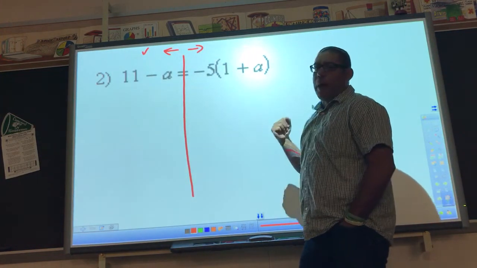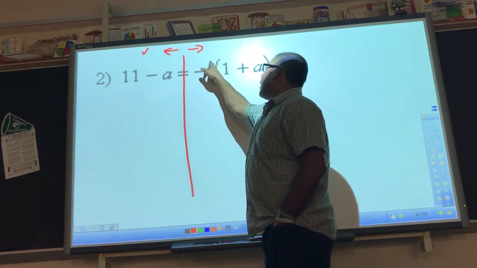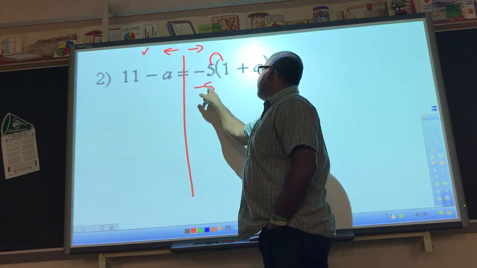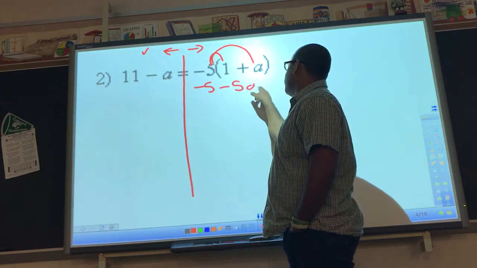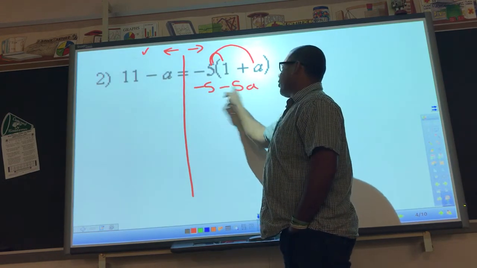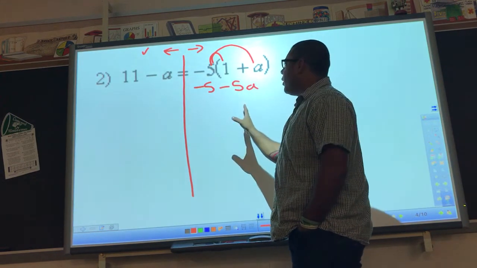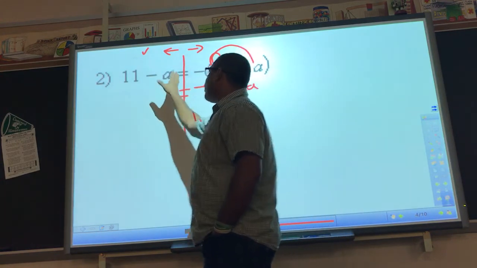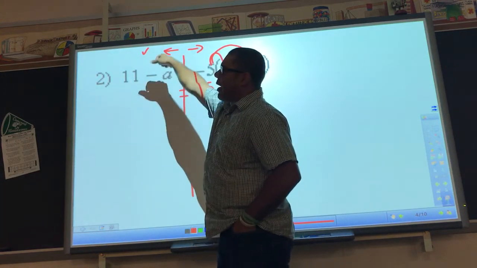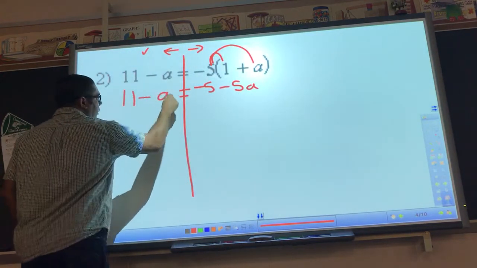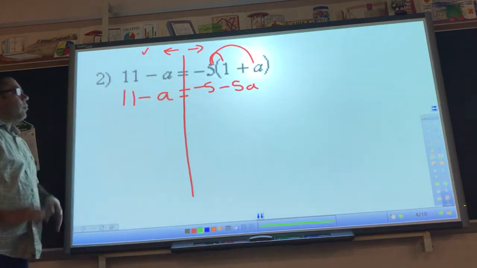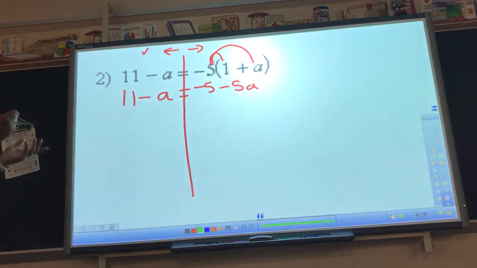I'm going to look at my right side. Well, I see distributive property, so I better do it. Negative 5 times 1 is negative 5. Negative 5 times a is negative 5a. These are not like terms, so I cannot combine them. So the only thing I need to do is this stuff on the left side. I need to drop it like it's hot. And now I can start solving.